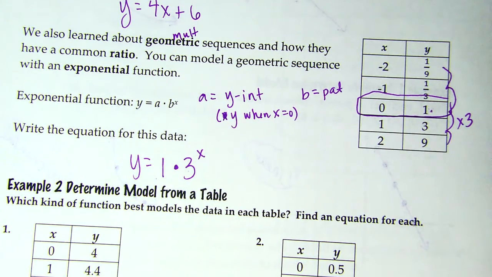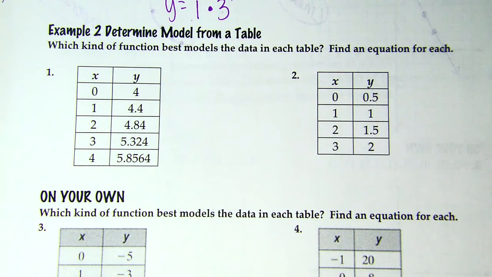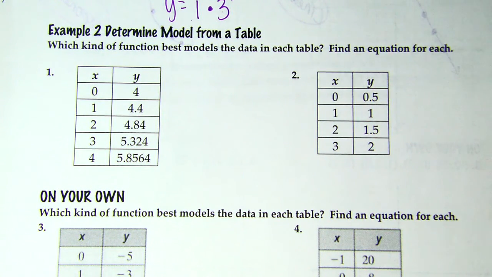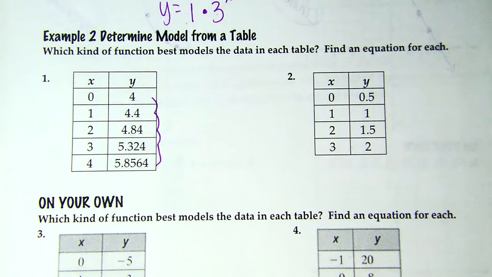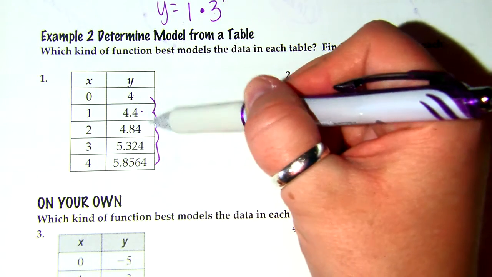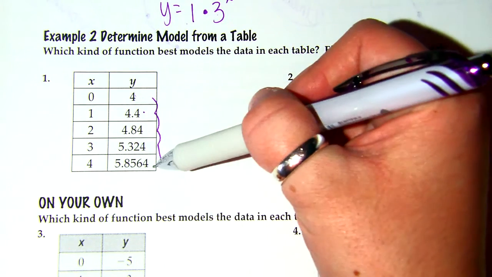Let's try that. Example 2, which kind of function best models the data? We have to figure out which one it is, either linear or exponential, and then write an equation for it. Look at the y column and try to figure out the pattern. I'll let you look at that for a minute. You might think at first it's adding, like this is plus 4 or plus 0.4, but if you look, that does not continue. If it's not adding something, but it's getting bigger, it has to be multiplying by something.